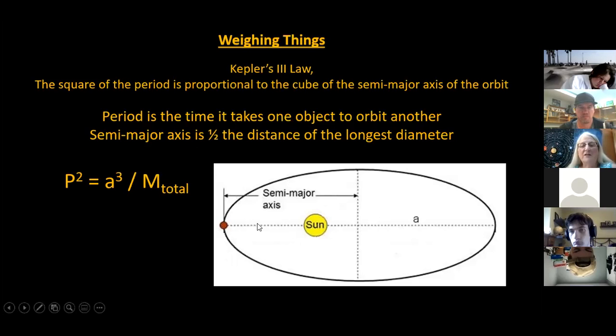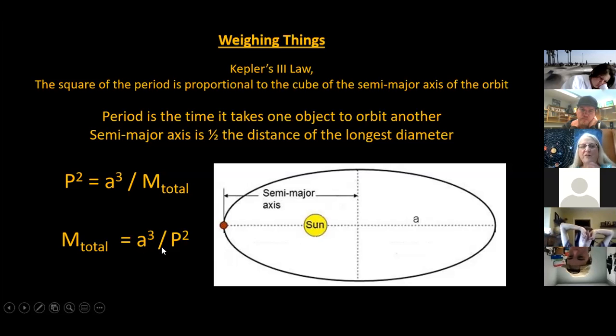And Kepler found that if you took the orbital period and squared it, it is equal to the semi-major axis cubed, divided by the total mass of the sun, or the system. So if we rearrange things, the total mass of the system will be the semi-major axis cubed divided by the period squared. Remember, we can find these out from the transit method and the radial velocity method of looking at exoplanets. These are really easy numbers to get. So we can actually weigh things.